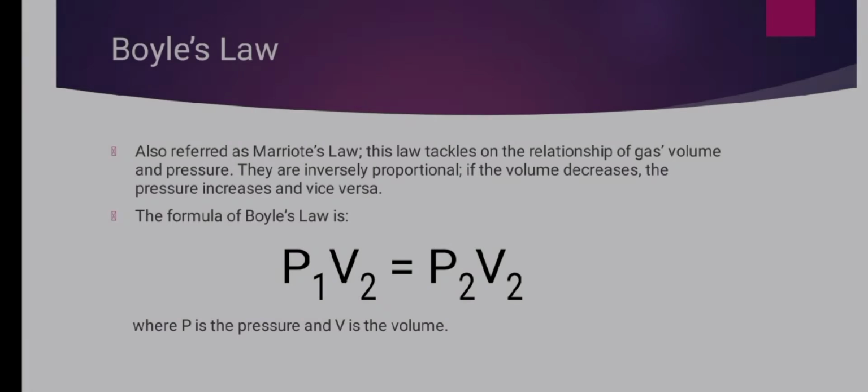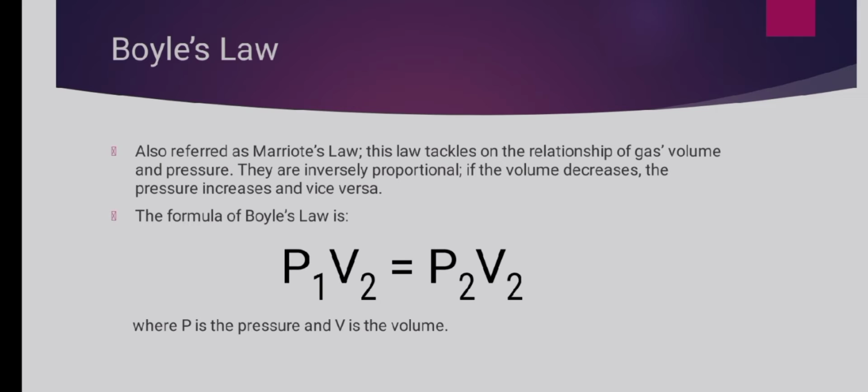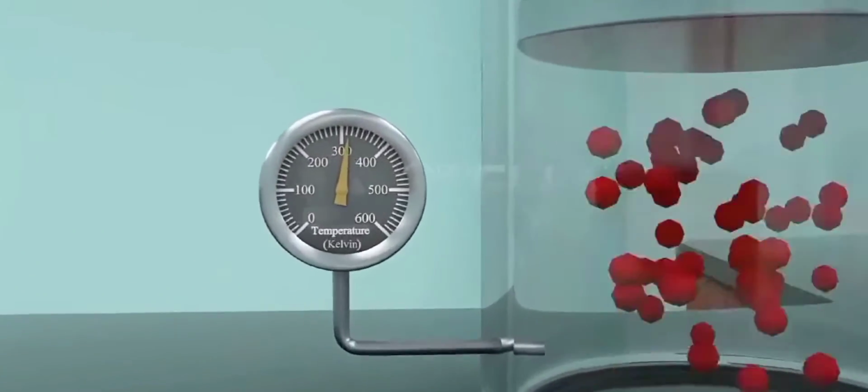From Robert Boyle, we have first Boyle's law, also referred to as Mariotte's law, that tackles the relationship of gas volume and pressure. They are inversely proportional. If the volume decreases, the pressure increases, and vice versa.